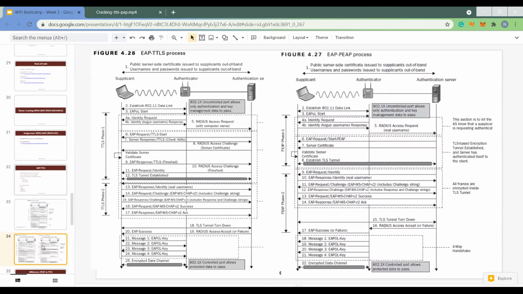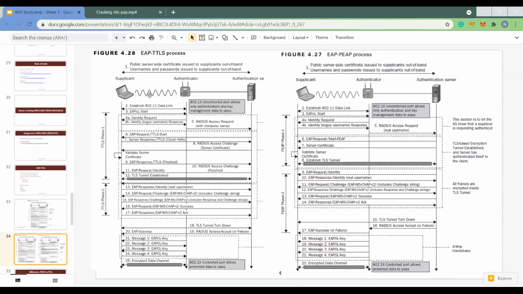So your EAP-TTLS process is almost the same as the PEAP. If you compare all the phases, you will actually see it's exactly the same thing. You will first exchange those Wi-Fi WLAN related packets, like your authentication and association packets. You will then start the EAP process.